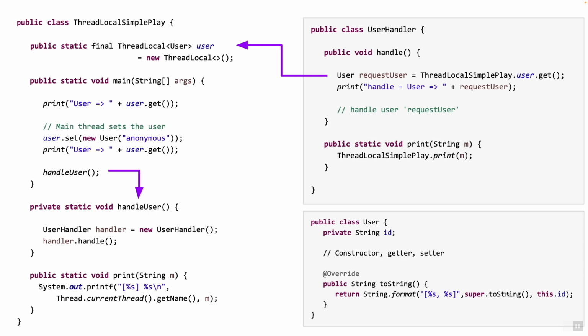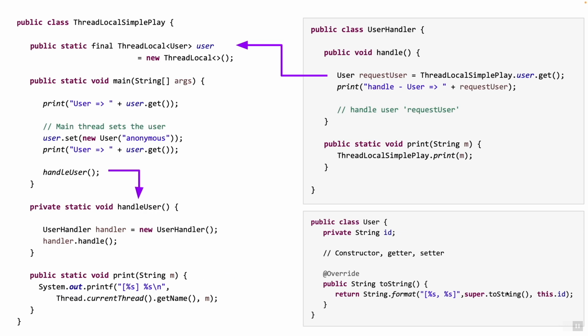It simply accesses the thread local object as ThreadLocalSimplePlay.user, because as we mentioned before, the user variable itself must be accessible to the code which calls the get and also the set. Much of the other code in the handle method is not important and is missing. Here we have the print method just for printing log messages. It will also print the thread name along with the message, and this would be useful for debugging.